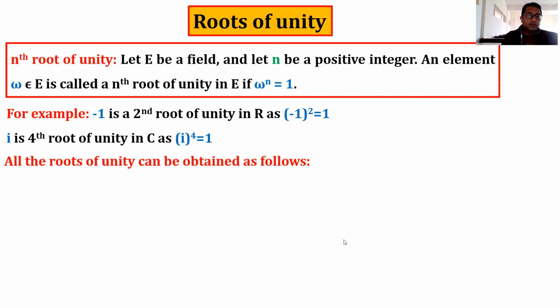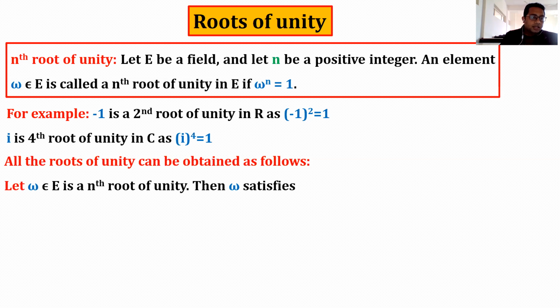Now all the roots of unity can be obtained as follows. What is the procedure to obtain the roots of unity? I have just quoted two examples here: a second root of unity and a fourth root of unity. If I ask you what the other fourth roots of unity will be, because I have quoted only one here, that is iota, what will the others be? So the procedure to calculate them is as follows.